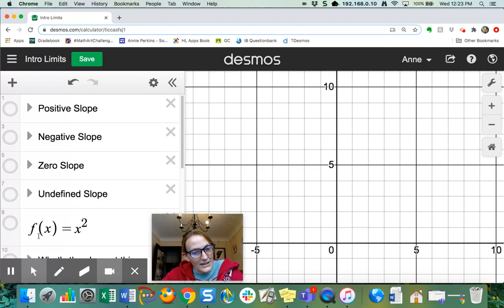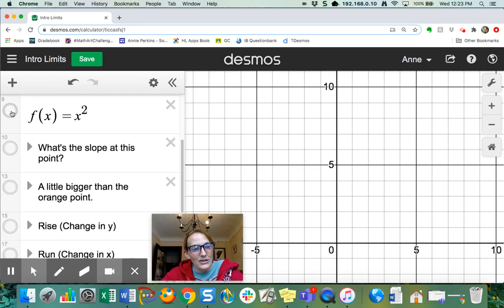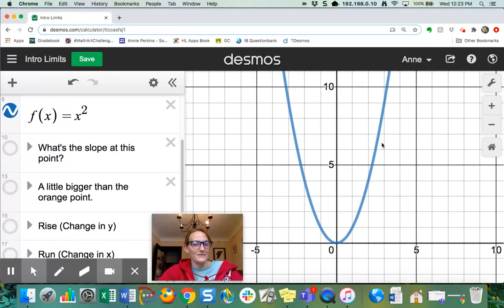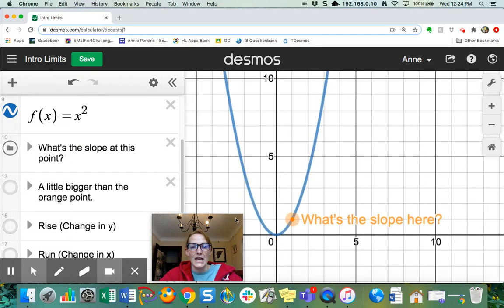But with calculus, what we're going to be learning about is, how do I describe the slope of this thing? Because it's got a bunch of different slopes. Over here, it's kind of negative. Over here, it's kind of positive. And something that we might end up wanting to know is, what's the slope at that point, specifically right there?